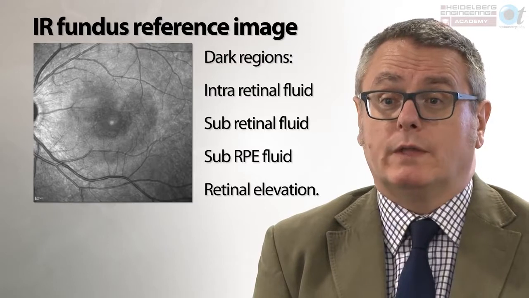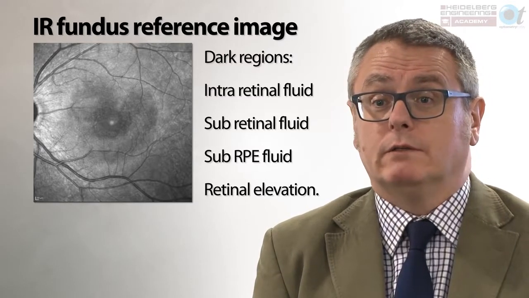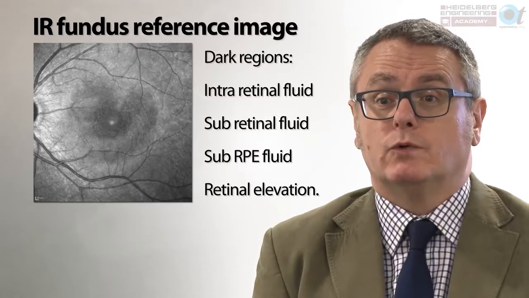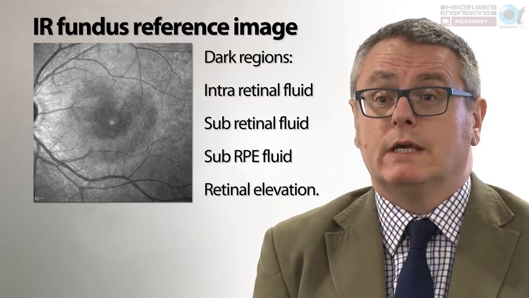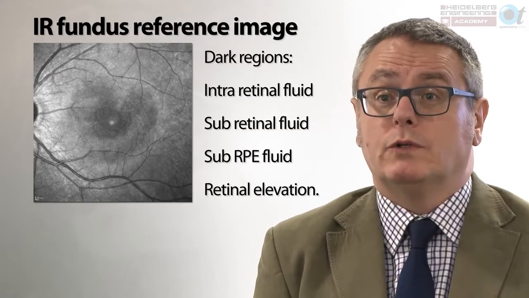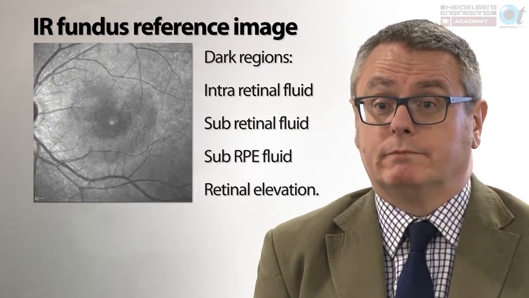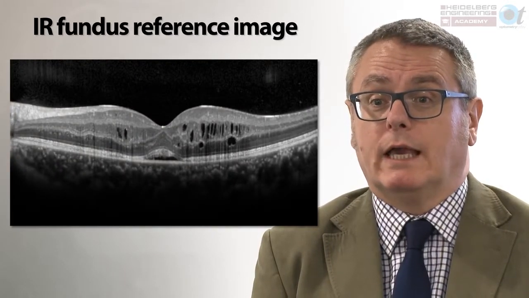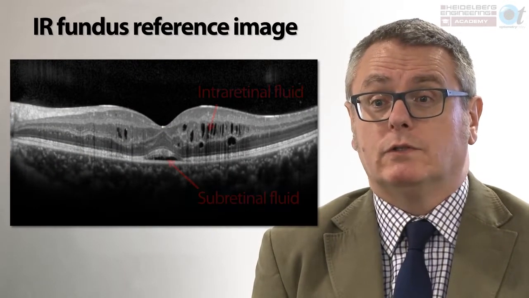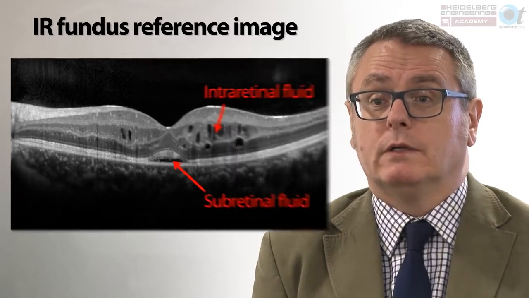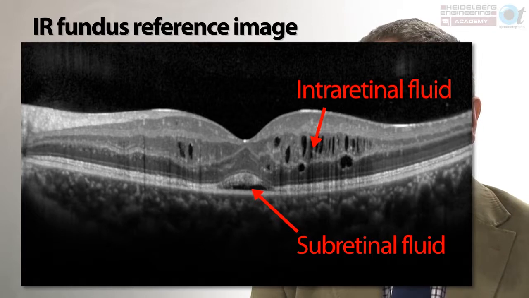The most likely cause of that is fluid within the retina, underneath the retina or underneath the RPE. The other thing that can cause changes in the infrared reflectance image is pigmentary change associated with the retinal pigment epithelium or disruption to the photoreceptor layers. The OCT of this patient again confirms evidence of intraretinal fluid and subretinal fluid on the OCT cross-section, which is obviously very, very clearly manifest on the high magnification image.